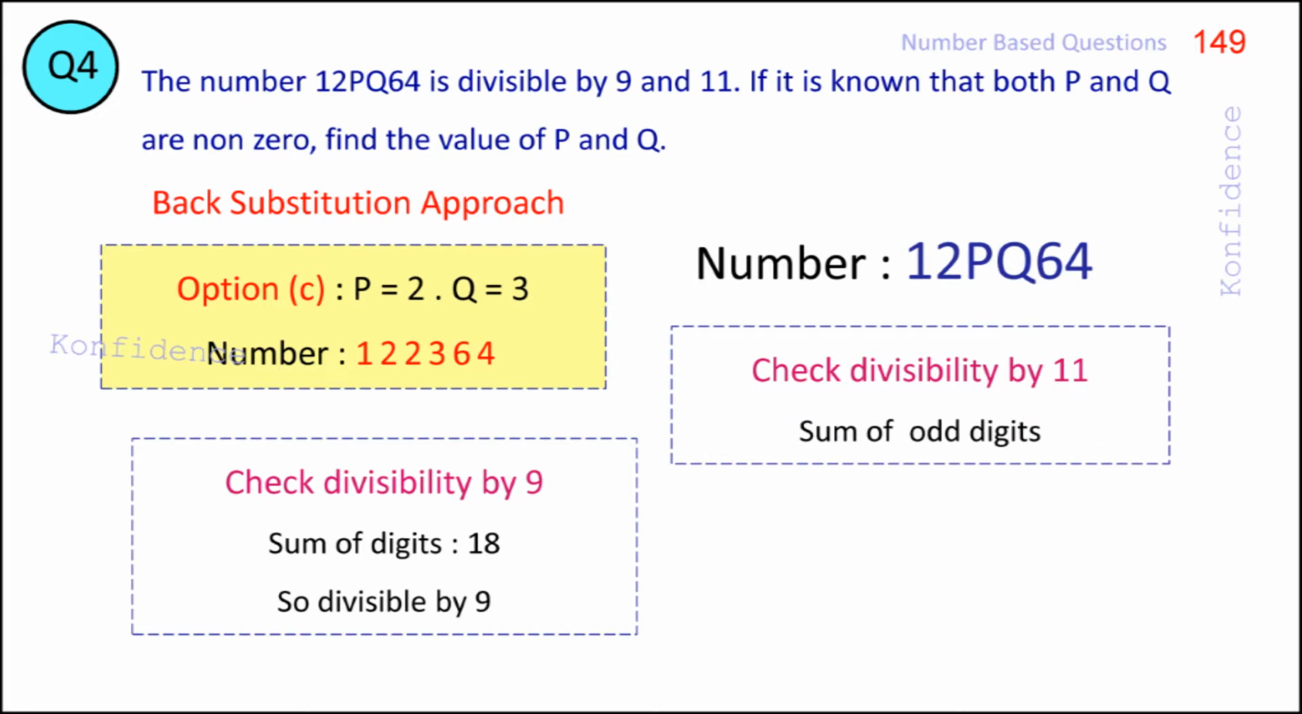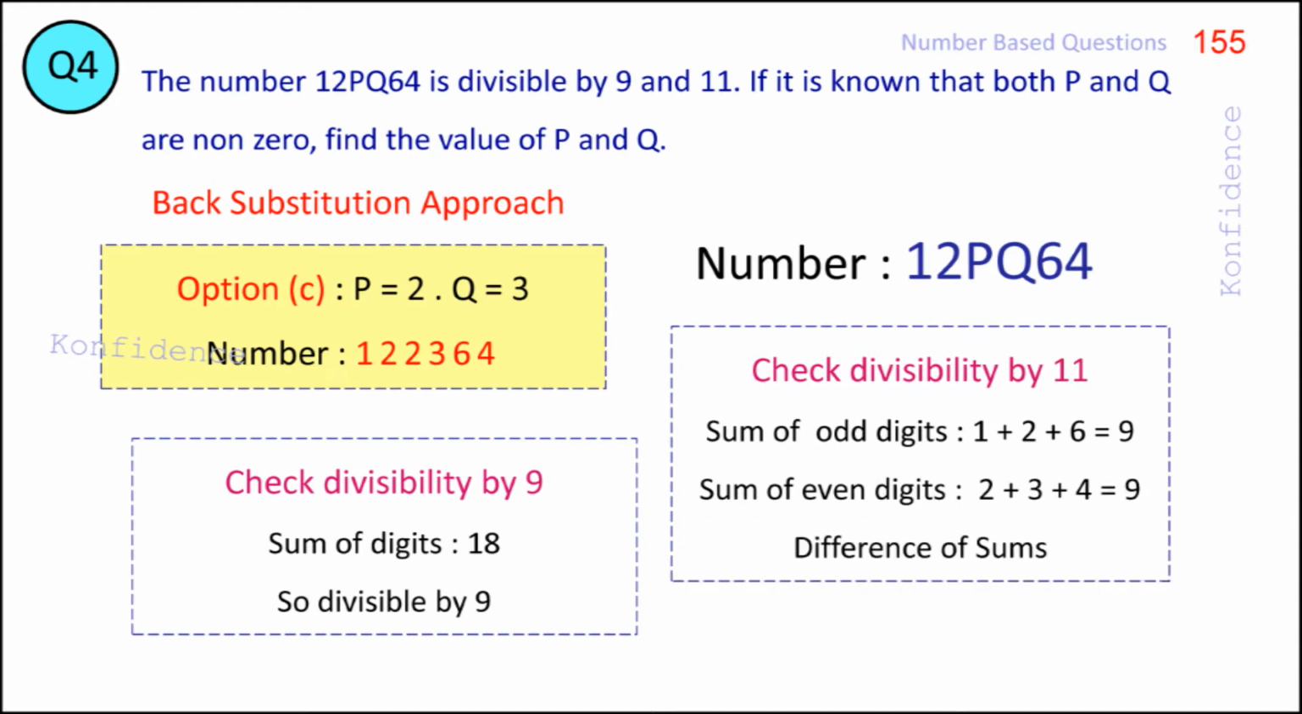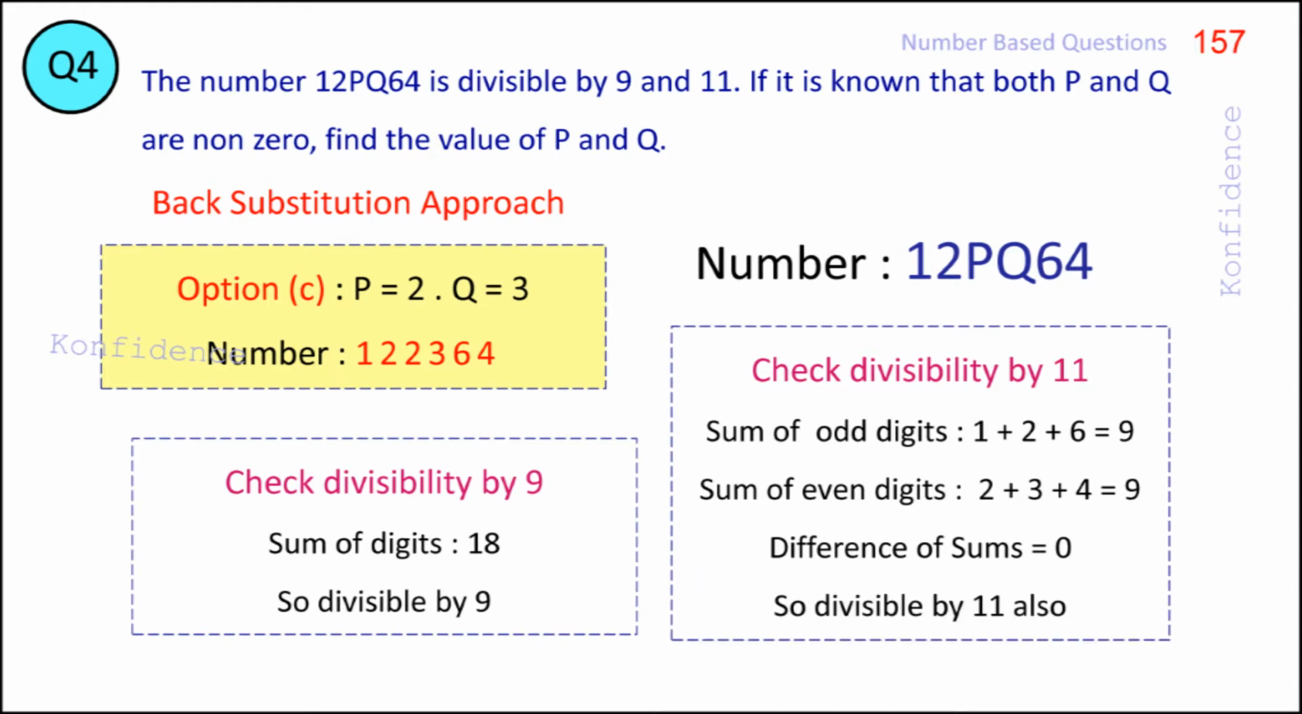Sum of odd digits is 1 plus 2 plus 6, which is 9. Sum of even digits will be 2 plus 3 plus 4, which is also 9. Difference of the two, 9 minus 9 or 0. So as per the divisibility rule for 11, the number will be divisible by 11. Hence, option C is the answer.